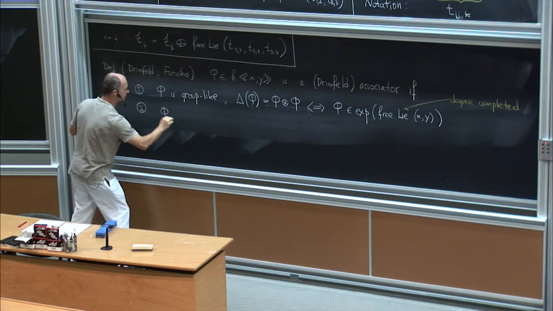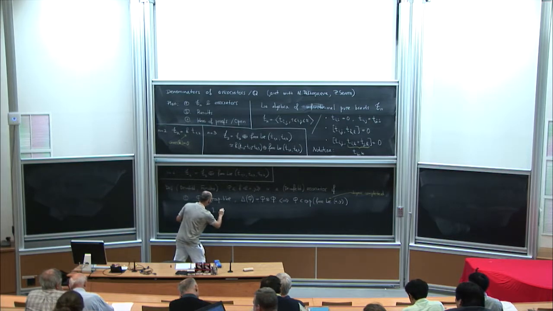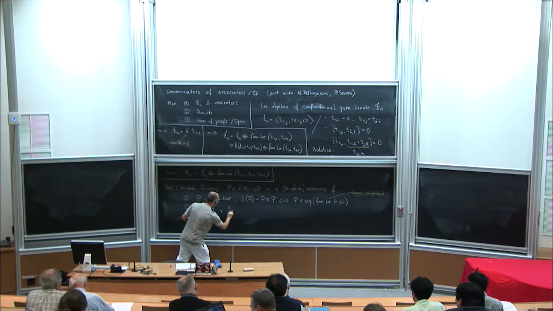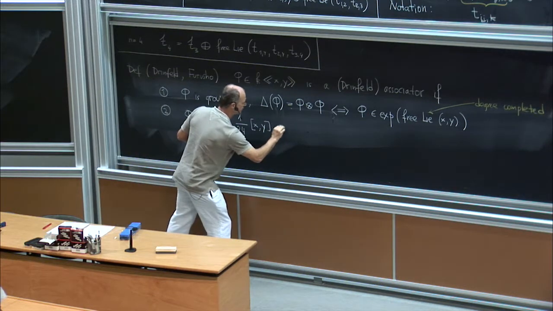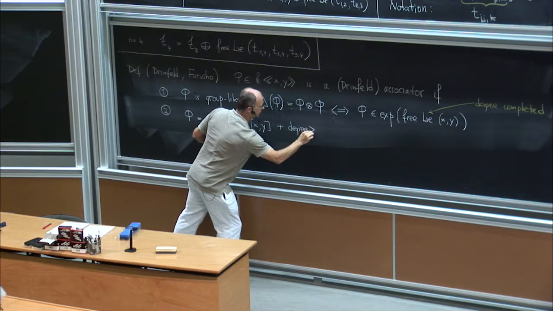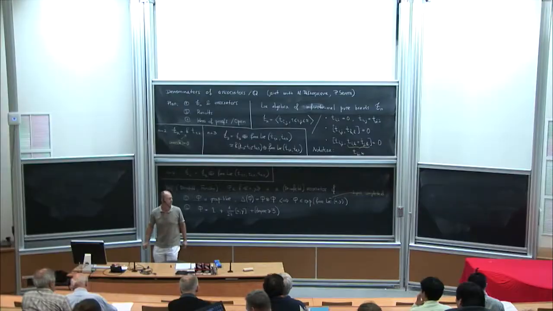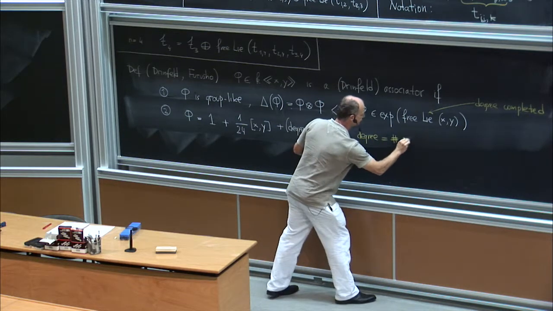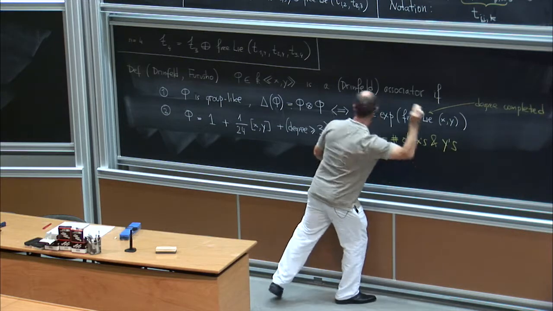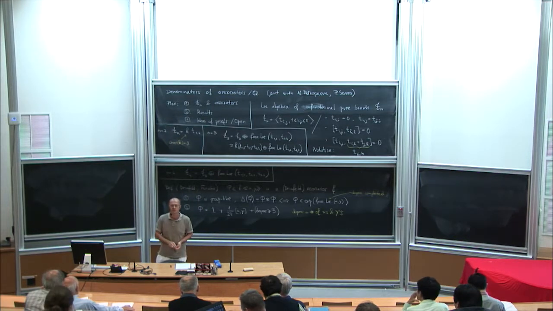So the second condition is as follows. Phi starts in the following way. It starts with 1 in degree 0, then there is no contribution in degree 1, and then there is 1 over 24 times the commutator of generators X and Y. And then there are higher degree terms, where by degree I mean just the number of letters X and Y. Right. So here for the first time we see a denominator, this 1 over 24. And of course this is a historical normalization, but we'll come back to it in some minutes.